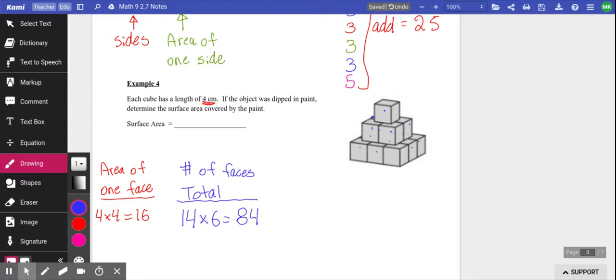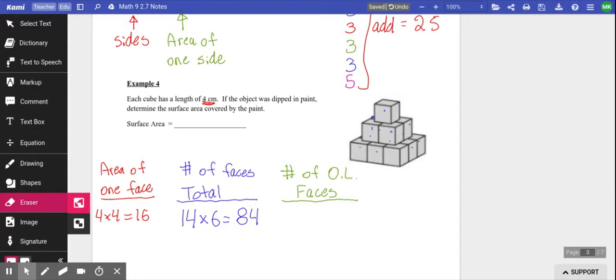Then I would do the number of overlap faces. That's what OL stands for, overlap. There's 42 overlap faces. Remember with this one, we did it before. If you get confused with what I'm about to say, go back to your lesson 2.6. We did this exact shape and we did the number of overlap, and I think it was 42. I'm going to point out where they all are and why it gets kind of confusing.